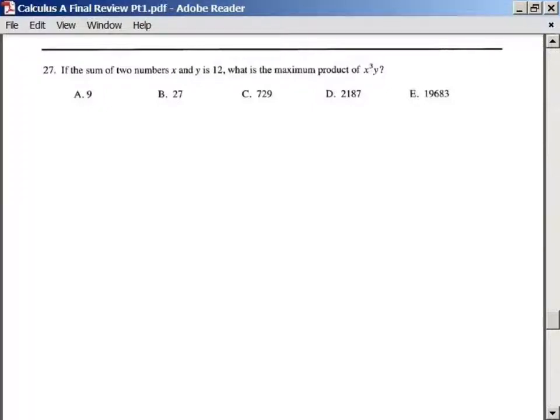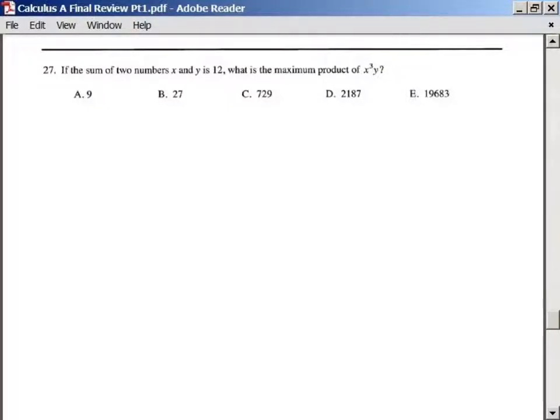Okay, here's 27. Now, this optimization problem has a really simple context. There's other contexts that aren't as simple. And the challenge with those problems, I don't have one right in front of me right here, otherwise I'd do it, is creating the function that it wants. This one kind of explicitly tells you what the function is. If the sum of two numbers x and y is 12, what is the maximum of its product? And that gives us the function that we need.